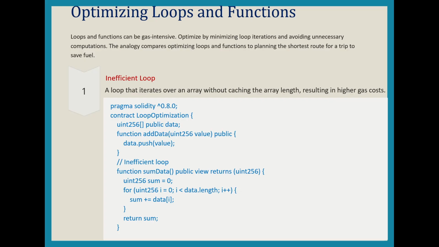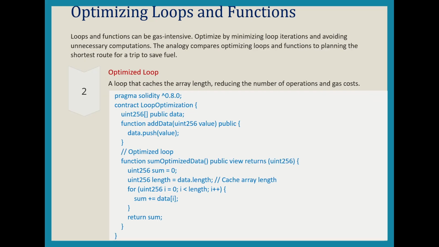This analogy compares optimizing loops and functions to planning the shortest route for a trip to save fuel. Okay, so this is our code with the inefficient loop, right? A loop that iterates over an array without caching the array length. Keep that in mind, this is not caching the array length, resulting in higher gas costs. Whereas in the second code, we have an optimized loop, a loop that caches the array length, reducing the number of operations and gas costs.